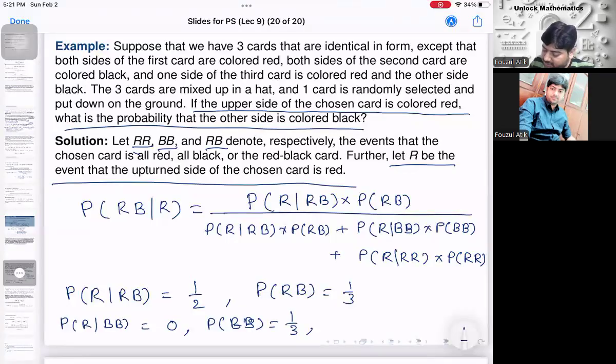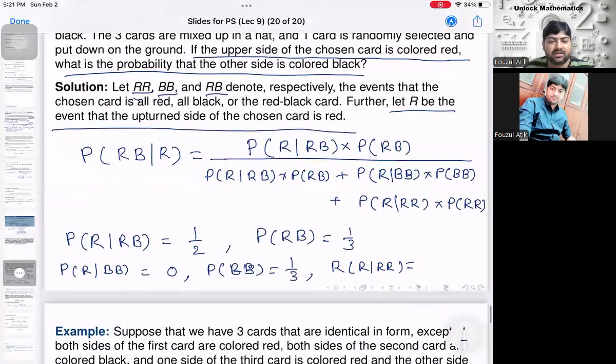Now what about this one, the probability of R given RR? You have selected the both-sides-red card. Then what is the probability that, when you put it on the ground, the upturned face is red? Both sides were red, so it is bound to happen. So this probability is always 1. And in the same way, the probability of selecting this card is 1 by 3.